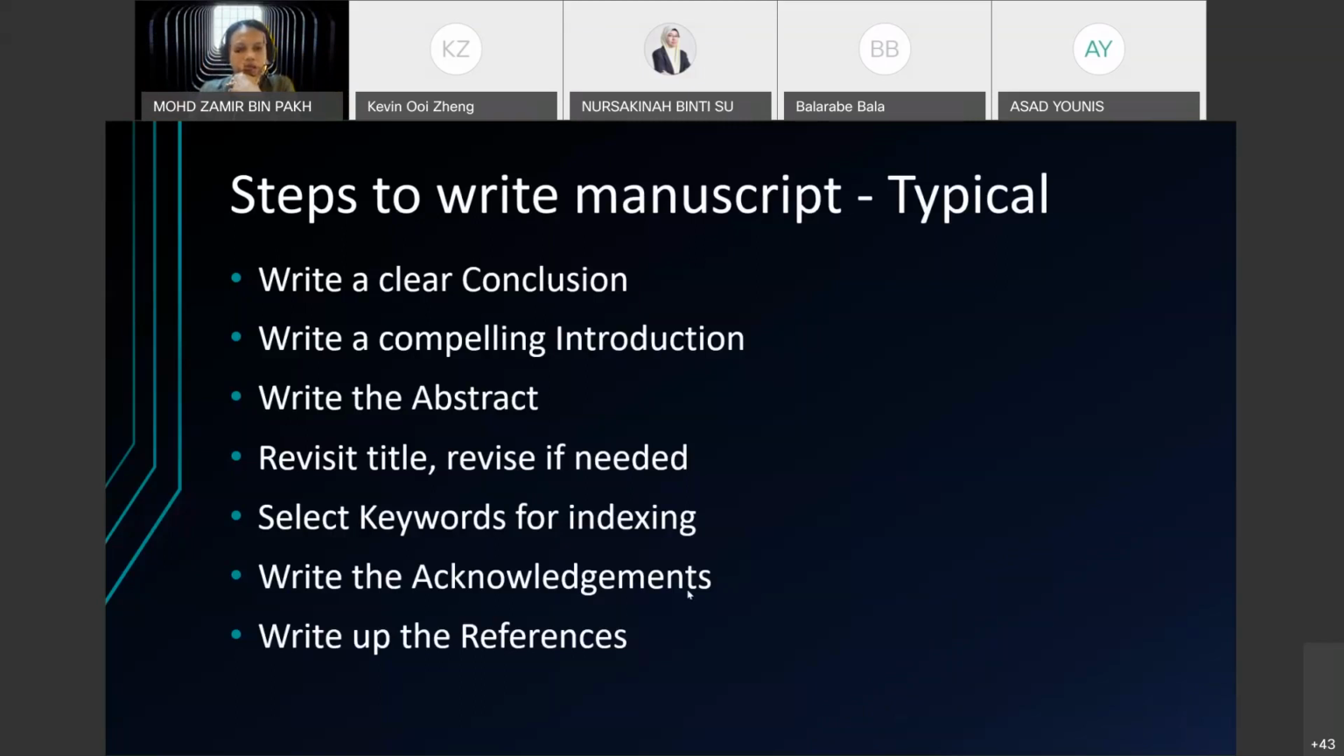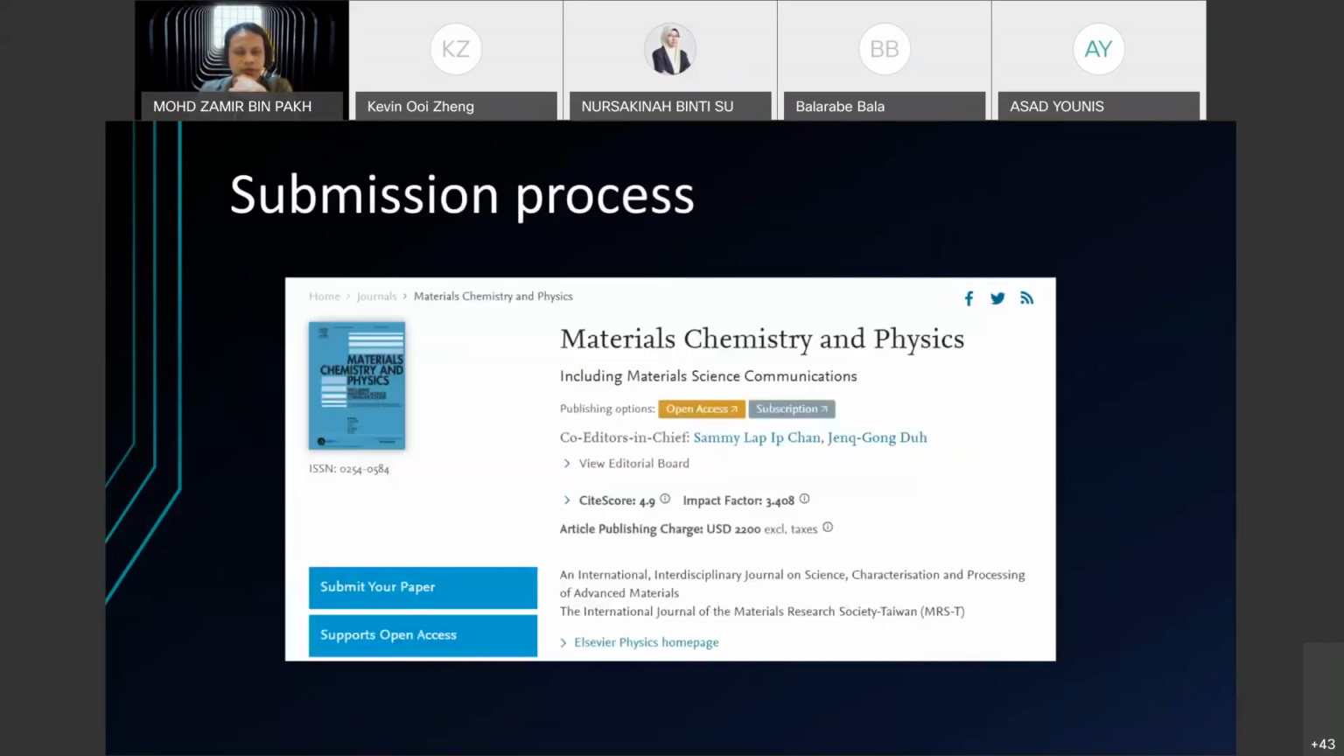Write the acknowledgement to acknowledge your grant and so on. Write out your references and clean up the references. Okay, submission process. This is the last part. Let me walk you through the process briefly.